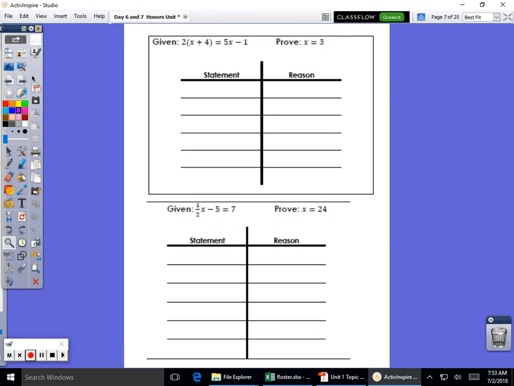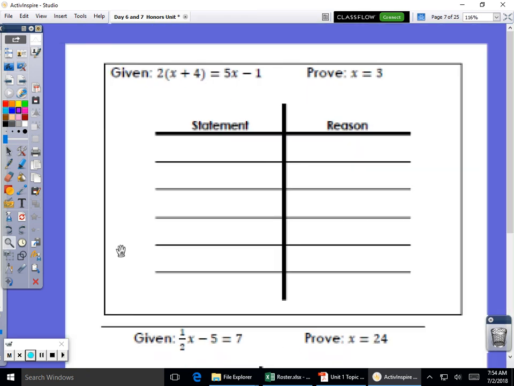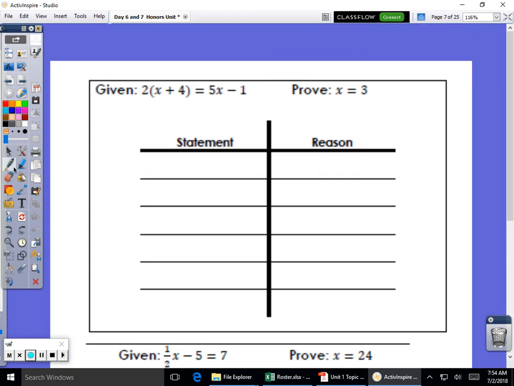All right. So now we're going to do some more 2-column proofs. We have a little less given, and now we are going to do the whole thing. What's given goes first, and the reason we write is given. We know this is what we started with.